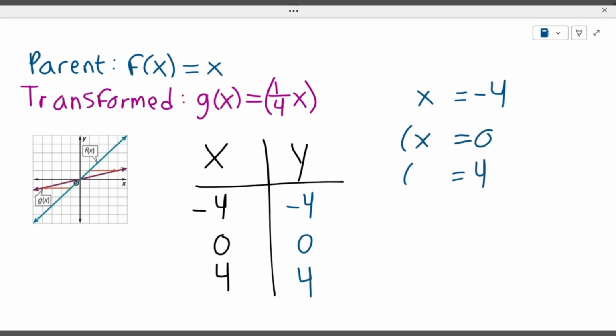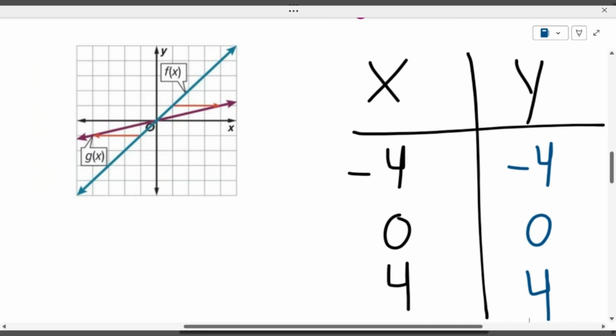We can see these coordinate points on the blue function f of x: -4, -4, 0, 0, and 4, 4. So 0, 0, we have -4, -4, and we have +4, +4 right here.